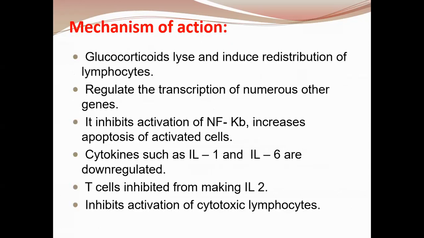So what is the mechanism of action of these glucocorticoids? The glucocorticoids lyse and induce the redistribution of lymphocytes. They regulate the transcription of numerous other genes. They inhibit activation of NF-kB, that is nuclear factor kB, and increase the apoptosis of the activated cells. And the cytokines such as IL-1 and IL-6 are downregulated.